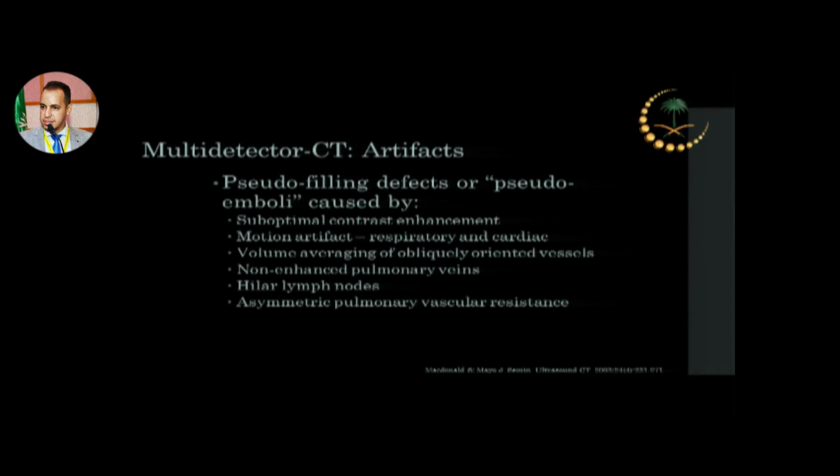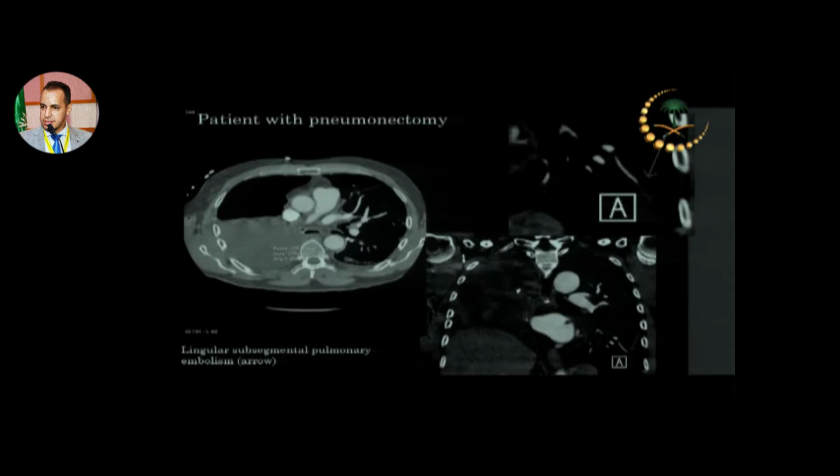Volume averaging from lymph nodes or adjacent unenhancing vessels or lung lesions can mimic pulmonary embolism. Sometimes there's asymmetrical pulmonary vascular resistance due to stenosis or due to interstitial lung disease, which can lead to asymmetric enhancement of the lungs, giving you artifacts mimicking pulmonary embolism. This is another illustration where sometimes you can detect even small subsegmental pulmonary emboli if you do the right technique.